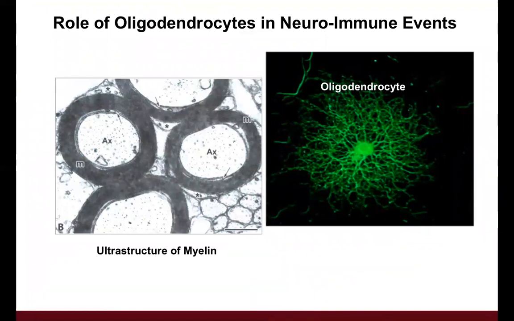This is a better picture of an oligodendrocyte, much better than the one that I drew you. You can see the cell body and then all its little processes that are wrapping axons. This is what an axon looks like. This is what's called ultrastructure. So you see these thick bands of myelin.